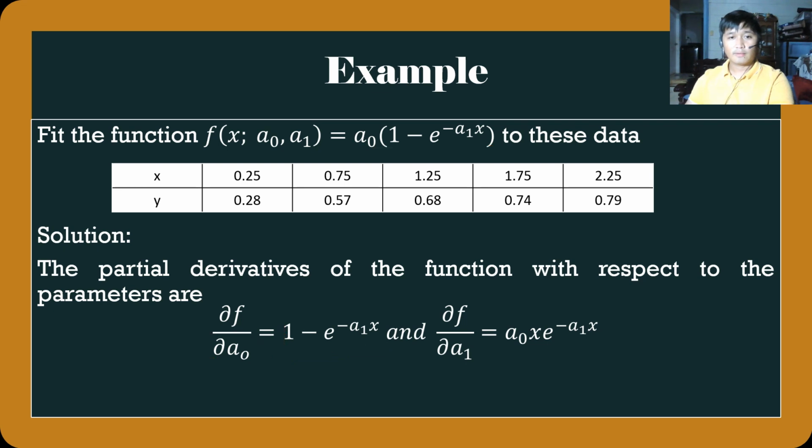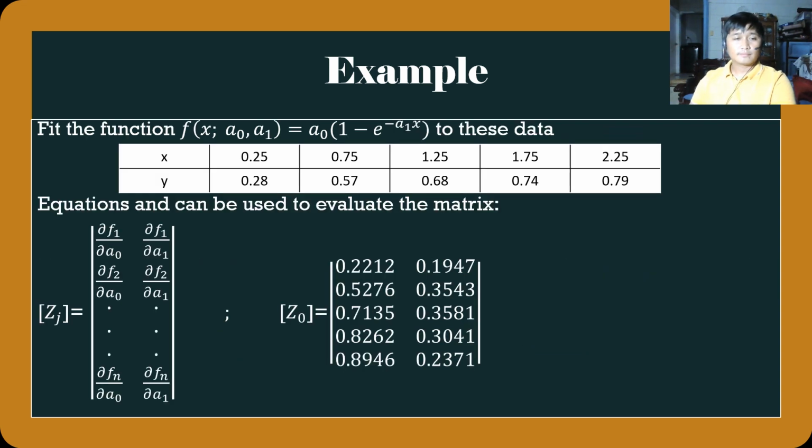And then if we differentiate also with respect to a sub 1, then all of the variables here, aside from a sub 1, will be constant. So a sub 0 here is constant and x is constant. If we differentiate this with respect to a sub 1, we will arrive at this equation.